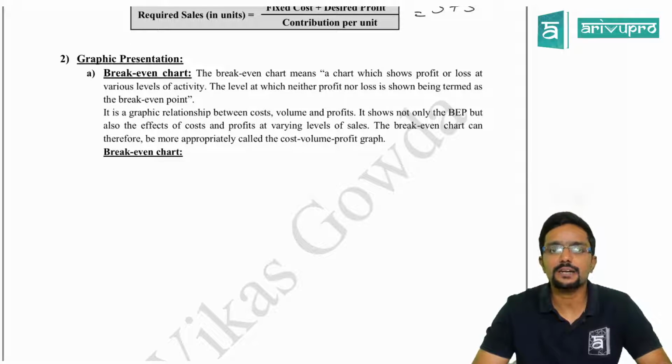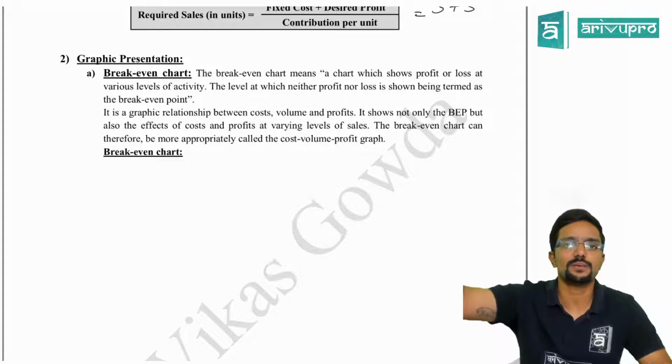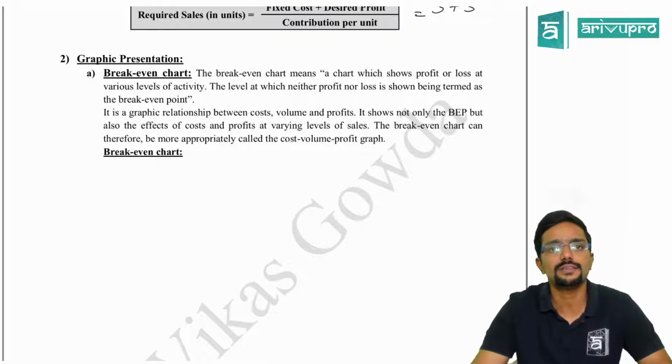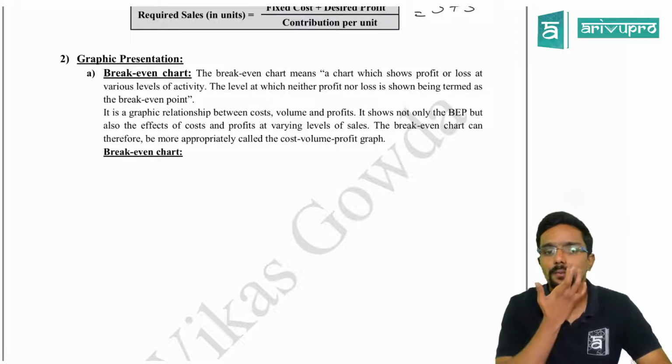The break-even chart means a chart which shows profit or loss at various levels of activity. That is, at various levels, if I am selling 100 units, what is the profit? If I am selling 200 units, what is the profit or loss? It will be shown in this chart. The level at which there is neither a profit nor loss is termed as break-even point.